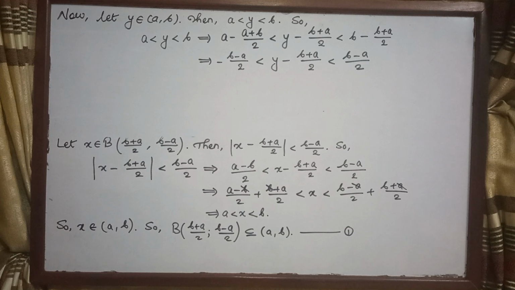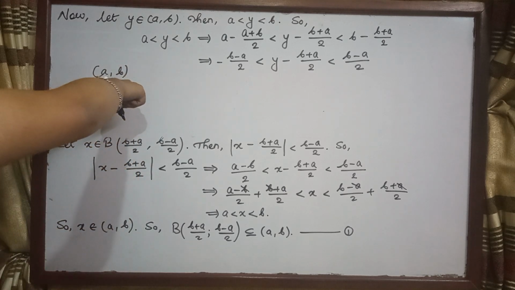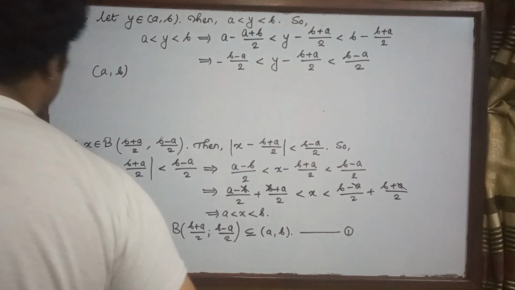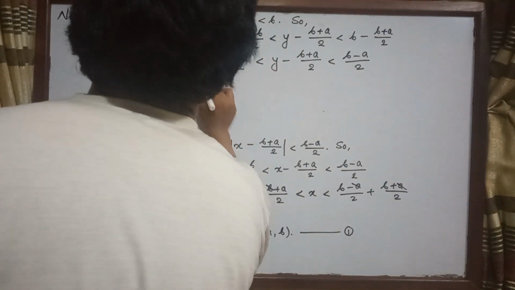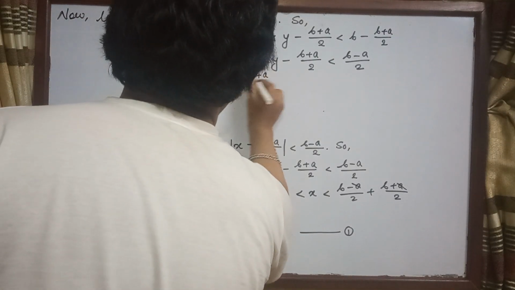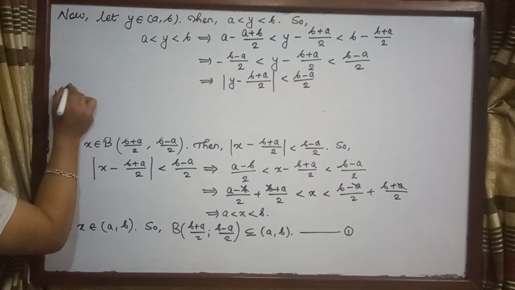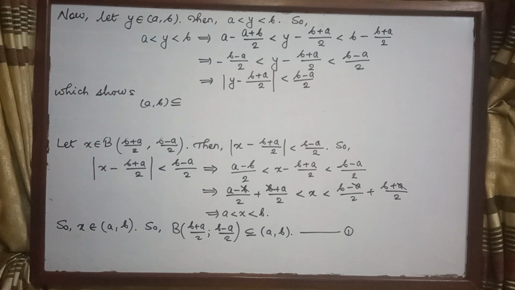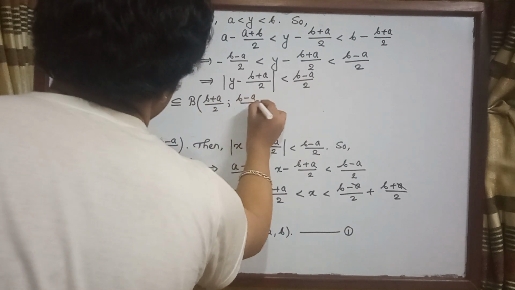Now, as B minus A over 2 is a positive quantity, we are taking a non-degenerate open interval, so A and B both are real numbers, and B is always greater than A if it's a non-degenerate interval. All right, so basically what we can write is that modulus of Y minus B plus A over 2 is less than B minus A over 2, which shows AB is a subset of B plus A over 2, B minus A over 2.